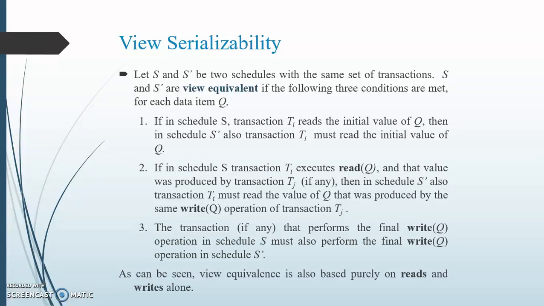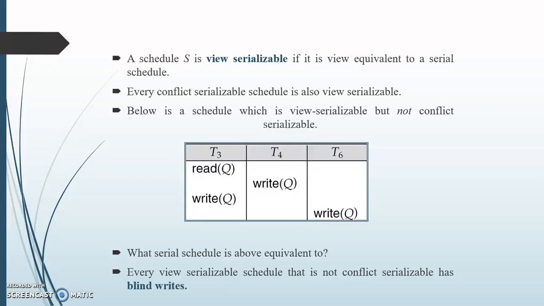As can be seen, view equivalence is also purely based on reads and writes alone. A schedule S is view serializable if it is view equivalent to a serial schedule. Every conflict serializable schedule is also view serializable. Below is a schedule which is view serializable but is not conflict serializable.